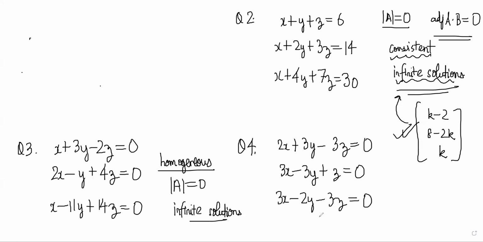Yes, so I got the values. I took x as k and I got the values as k, 8k, and then minus 4k by 5 and minus 7k by 10. Okay. Yeah, I'll just do the last one.